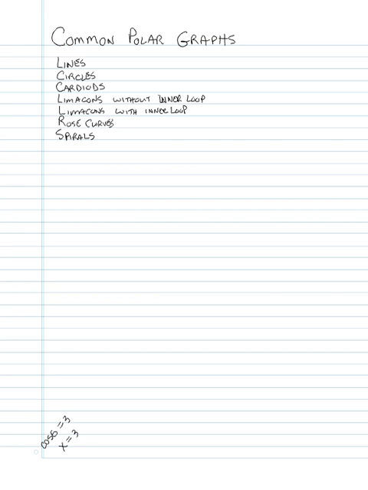We're going to discuss, in this lecture, common polar graphs, specifically lines, circles, cardioids, limaçons without inner loops, limaçons with inner loops, rose curves, and spirals.